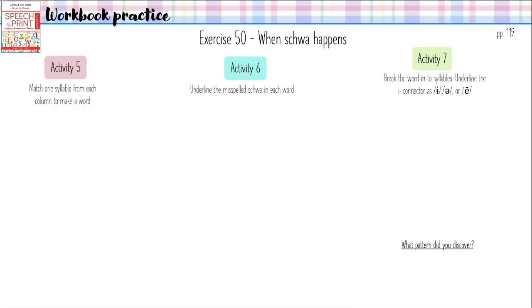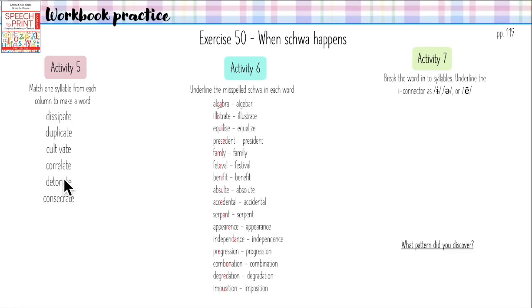So now you should have been able to pause and come back on. Let's check out our answers for activity 5. We have match one syllable for each one to make a word. So they had dissipate, correlate, detonate were our choices. The misspelled schwa, algebra, illustrate. So you can see we have some A's and some M's coming in wrong.